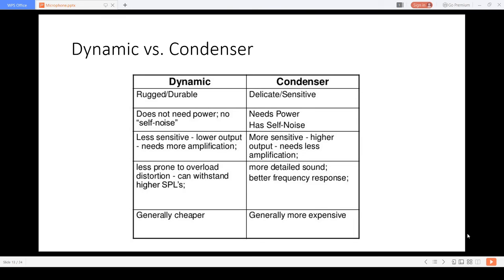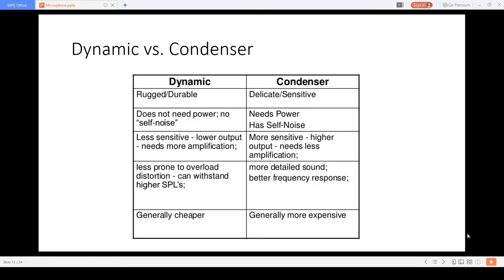Here is the comparison between dynamic mic and condenser mic. Dynamic mics are rugged and durable. Condenser mics are delicate and very sensitive. Dynamic mics do not need power and have no self noise. Condenser mics need power and have self noise. Dynamic mics are less sensitive, with lower output, and need more amplification.